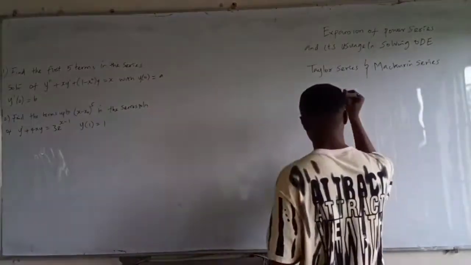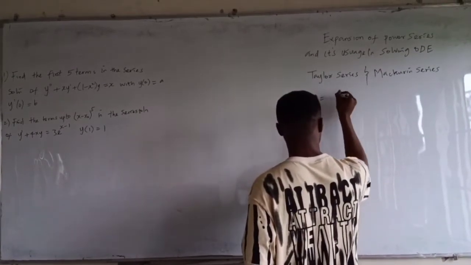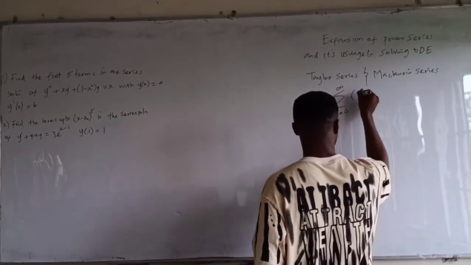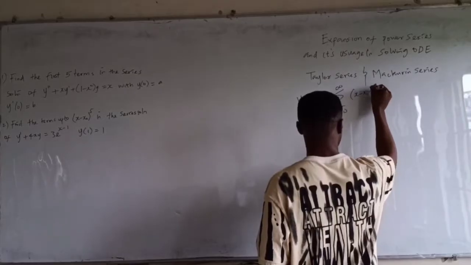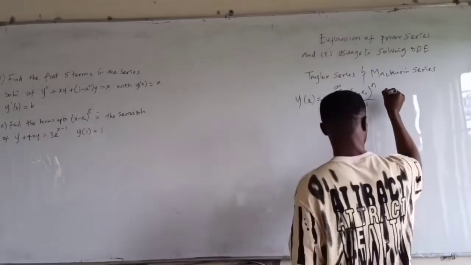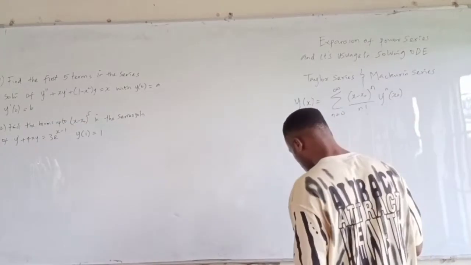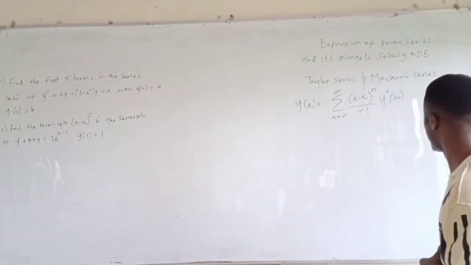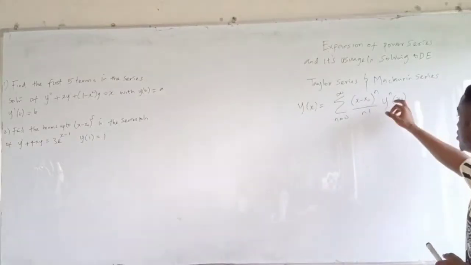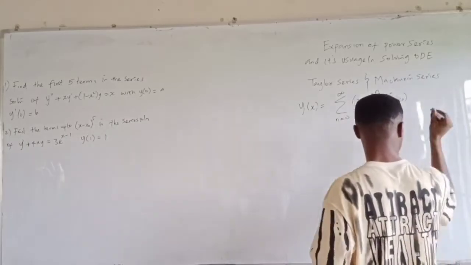Taylor series is given by the equation y of x is equal to the summation from n equals 0 to infinity of (x minus x naught) raised to the power of n divided by n factorial, times y to the n of x naught. So this is the Taylor series. In a situation where x naught is equal to 0, that will give you the Maclaurin series. So this is Taylor.